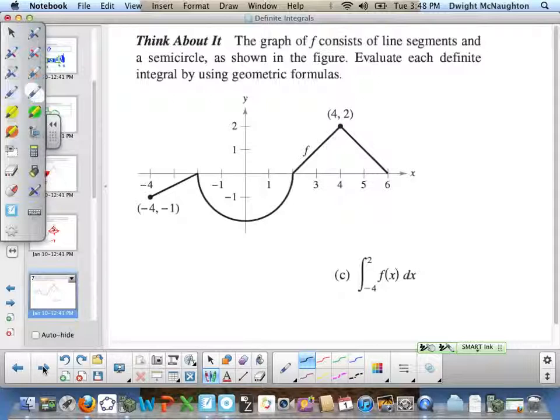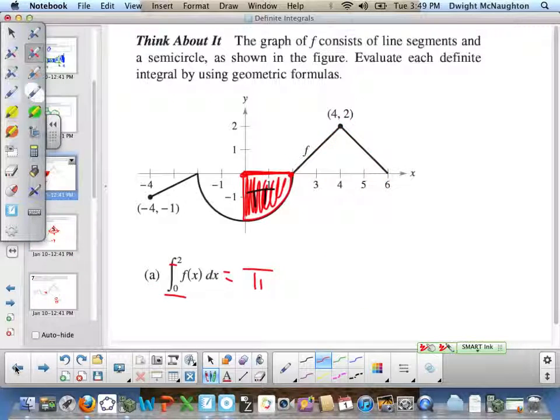From -4 to 2. Okay, now we did part of this already. We found out that this was pi. I've got to go back a couple slides. I just realized I made a mistake. This is under the curve, so it should be negative pi. We'll fix that. Negative pi.